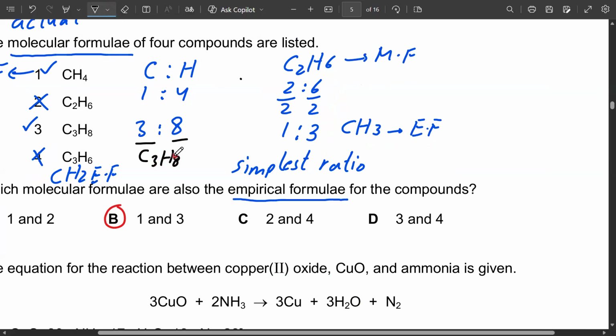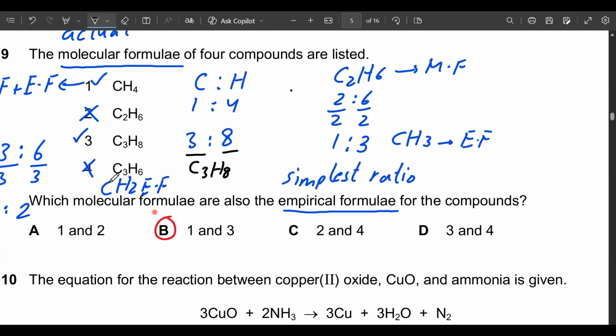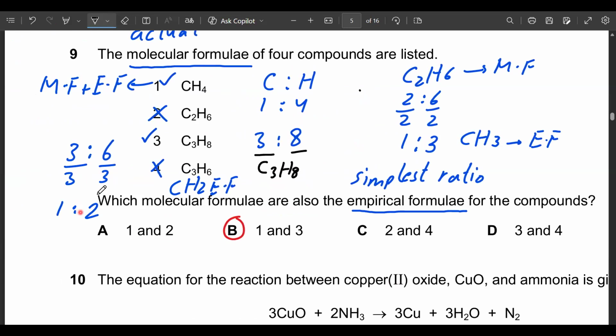And at the last, C3H6. So C3H6 can be further simplified. 3:6 means 1:2. So this is how we get the empirical formula. Is it clear now?